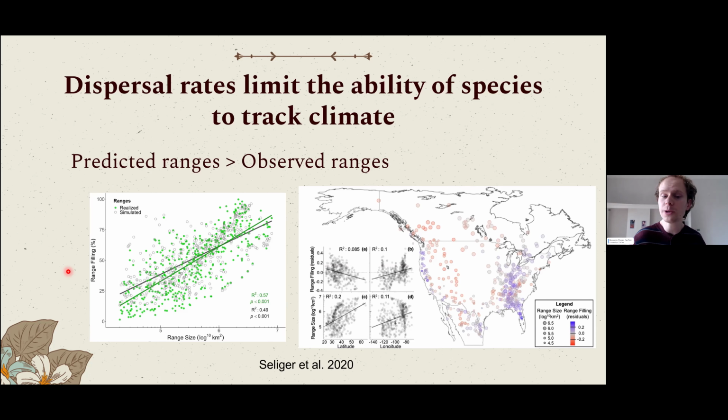One of them, published in 2020, used species distribution models on different tree species throughout the Pleistocene in North America, and found that the predicted ranges using the models were much larger than the observed ranges using fossil pollen.